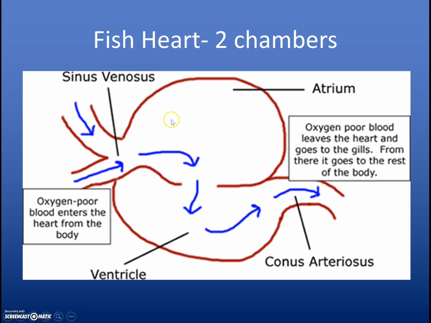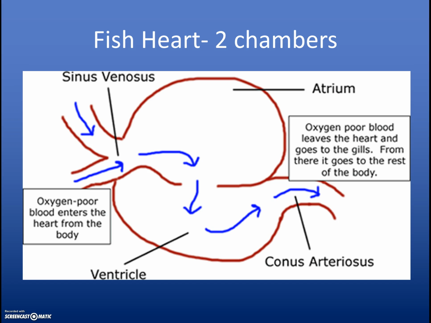Now, before we actually get into the heart specifically, let's discuss circulation of blood in the fish body. Circulation in fish is called single loop blood circulation. Blood is pumped from the heart to the capillaries in the gills, and then from the gills, blood passes to the rest of the body, then it returns to the heart. So it's just one big loop.